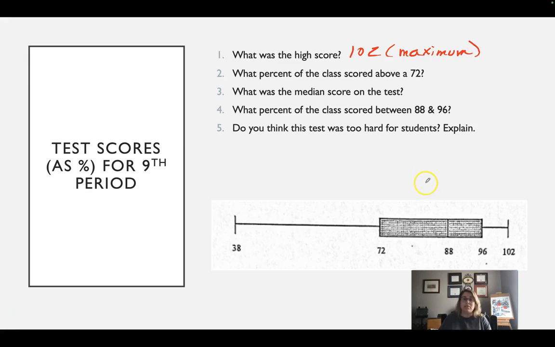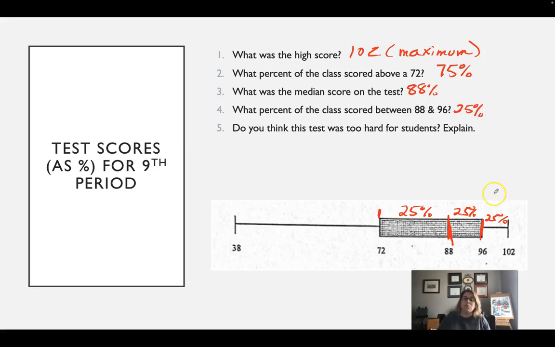It says, what percent of the class scored above a 72? Well, here's the 72. This is 25%. This is 25%. And this is 25%. That means that 75% scored above a 72. What was the median score of the test? It's this wonderful line that I can't draw straight, which is an 88%. What percent of the class scored between an 88 and a 96? 25%.